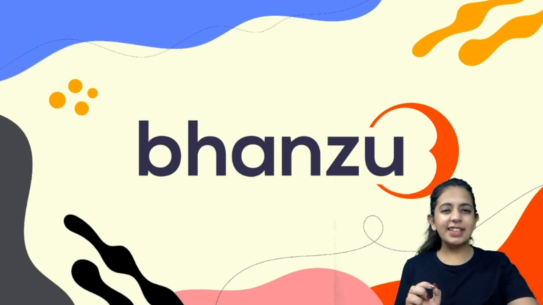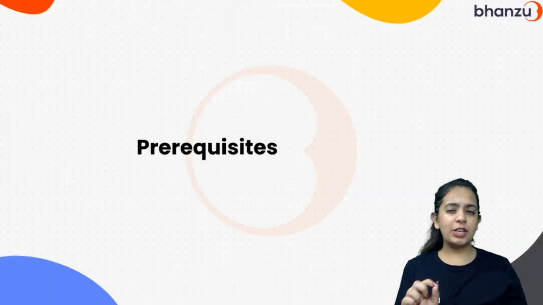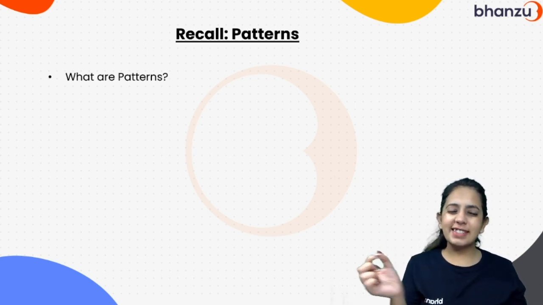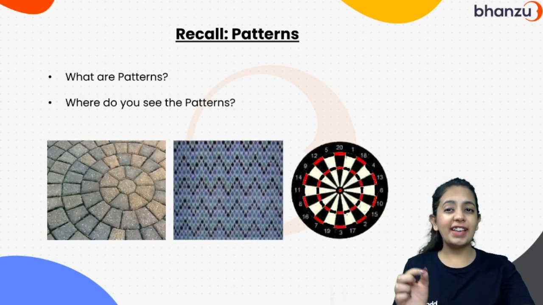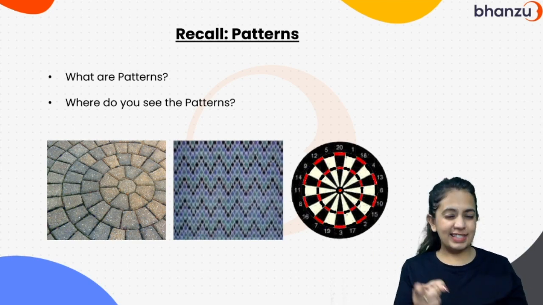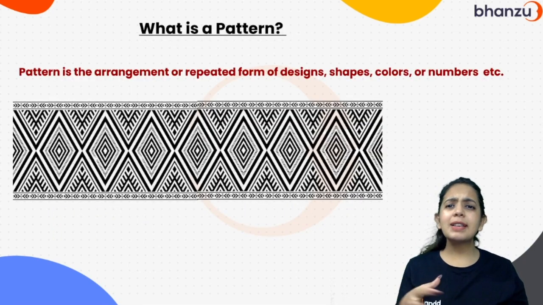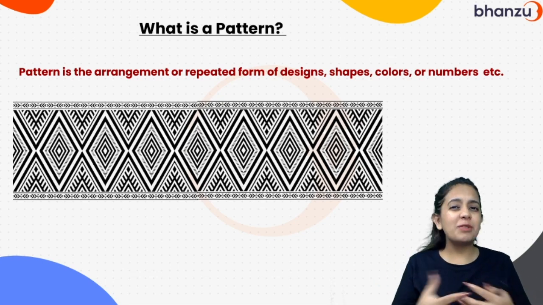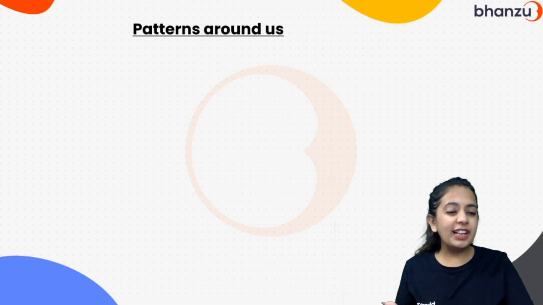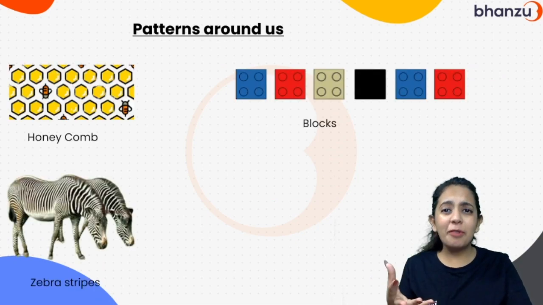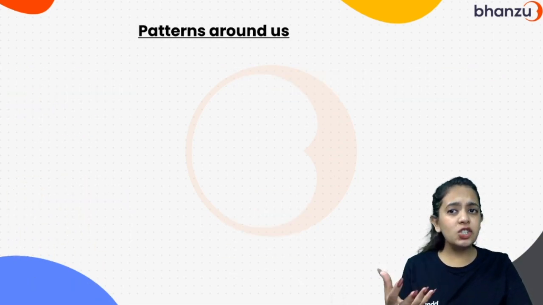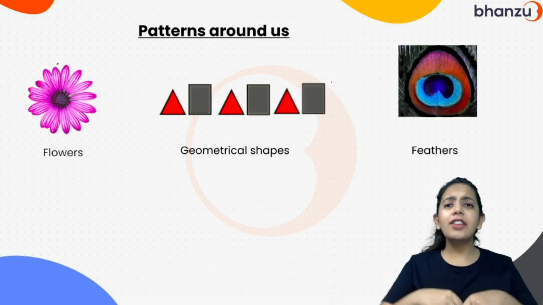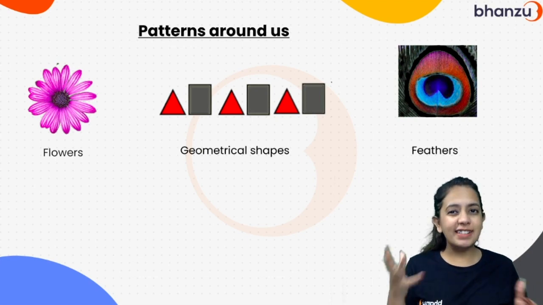Let's get started. Before that, let me ask you a question about what you already know about patterns. And the question is over here. What are patterns? And where do you find patterns in your real life? Yes, you might be thinking it correctly. Patterns are basically the arrangement or repeated forms of design, colors, shapes, numbers, etc. And where do you see it in your real life? We see it in the honeycomb, zebra pattern, in blocks, t-shirts, flowers, in some geometrical shapes, in feathers, right? And there are many more examples of patterns in real life.